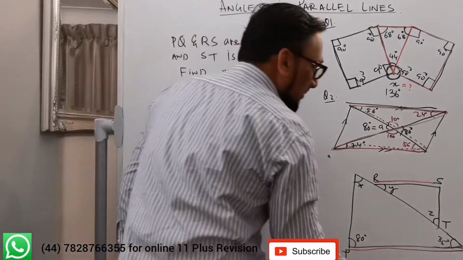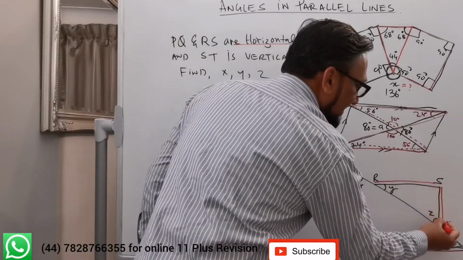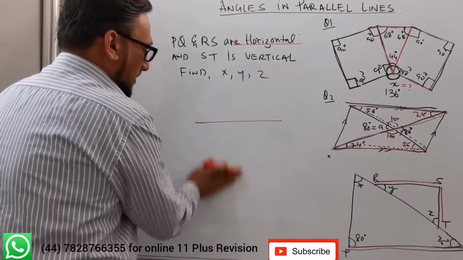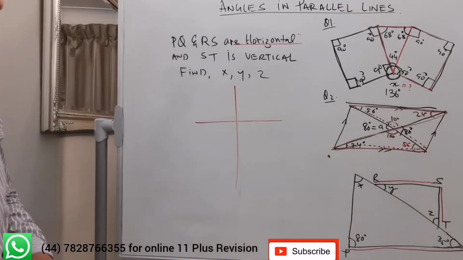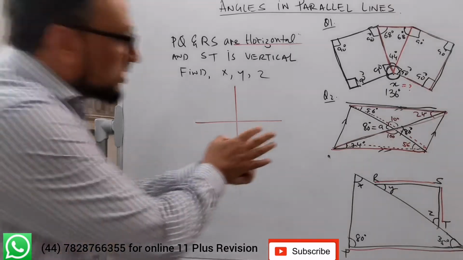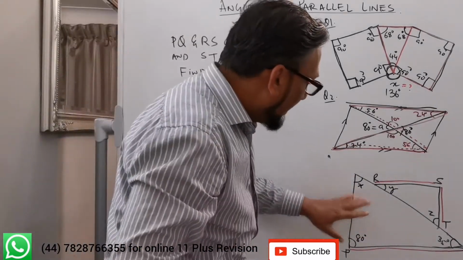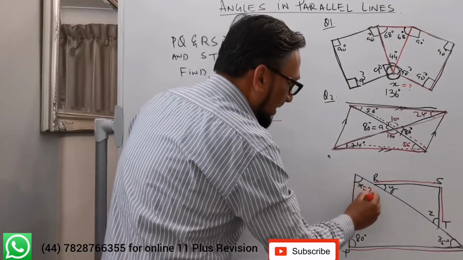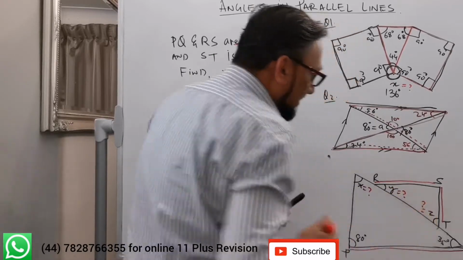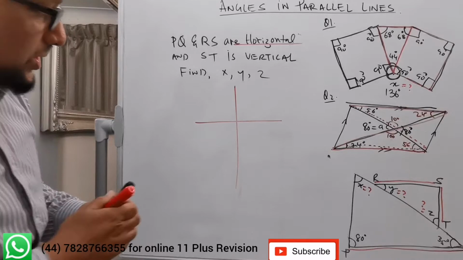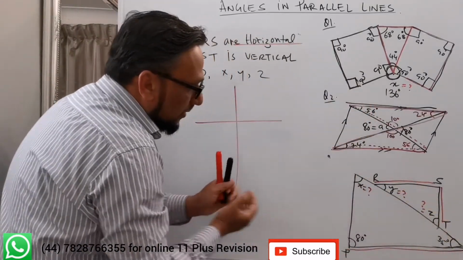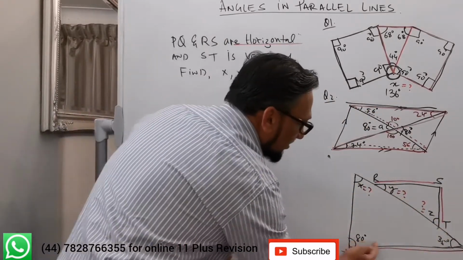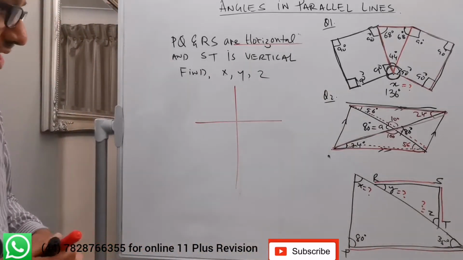So ST is a vertical line. Vertical line is like that. Straight. So on the basis of this information, we need to find X, Y, and Z. These are the information we need to find out. But look at this one, the big triangle, okay? We have the information, which is 80 degrees, 35 degrees. We know the total triangle, which is 180 degrees.